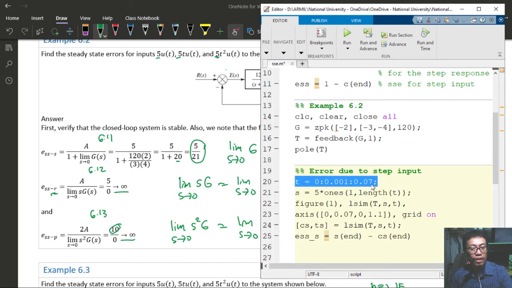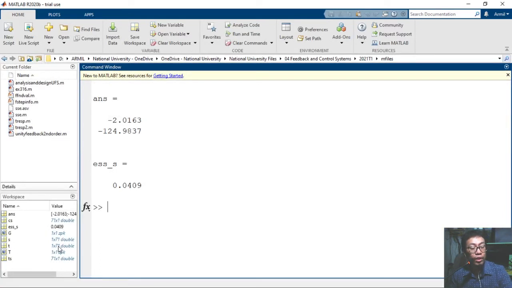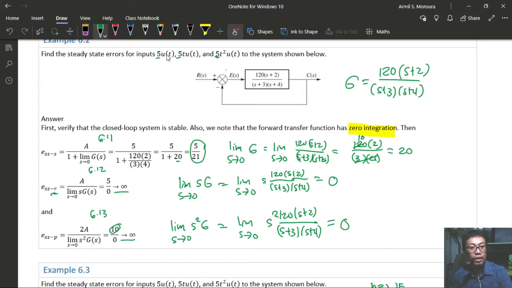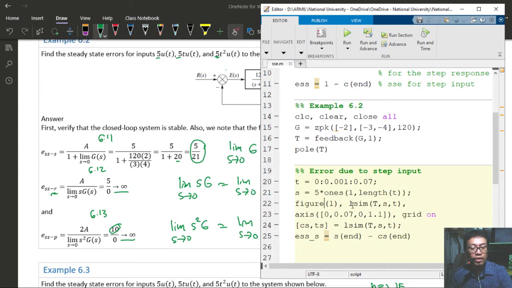So yung T ko has 71 columns. So it means na mag-generate ng 71 na 1. Tapos yung bawat 1 na yun, i-multiply ko ng 5 in accordance dun sa ating input na 5u of t. So ito siya. Okay. So now, I would plot the response using the command LSIM. So ang sequence nun is yung system niyo, which is T. Yung signal niyo, which is the step input. So S siya sa case na to.